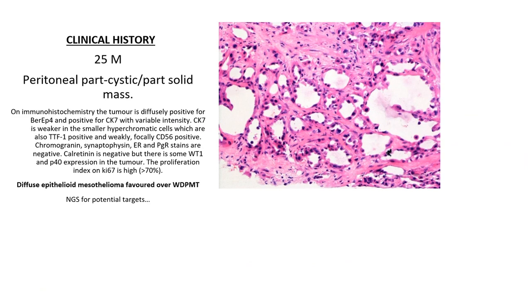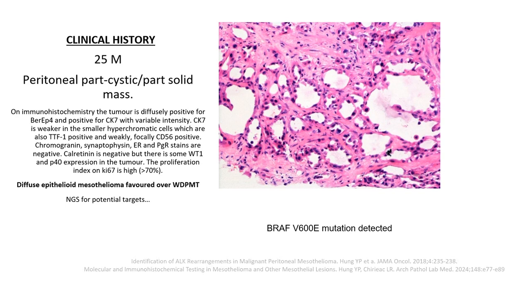And then finally, a young patient with a peritoneal mass, which was malignant, again showed a slightly overlapping immunohistochemical profile with some WT1, but also positivity for Ber-EP4. We favoured this being an epithelioid mesothelioma because there was some invasion, and we sent it off looking for potential targets, and it came back with a BRAF V600 mutation. Now there is a very occasional, there's one case report that I'm aware of showing this, but it then gives a potential avenue for targeted therapy.